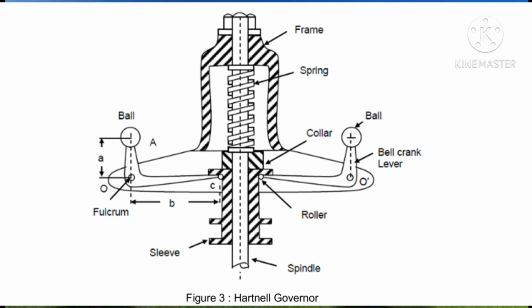This is the third type of governor which we are going to demonstrate, and we call it the Hartnell governor. The difference of this type of governor is that you can see there is a spring, right? It will be controlled by the spring. That is the main difference of this governor. Here by the spring we will give some force, right? And for the other 2 types of governors we have to add some weights, right? When we are doing the practical you will understand better, right?